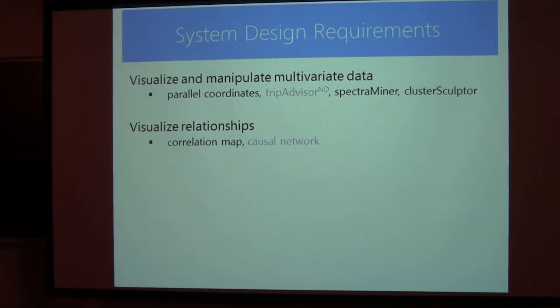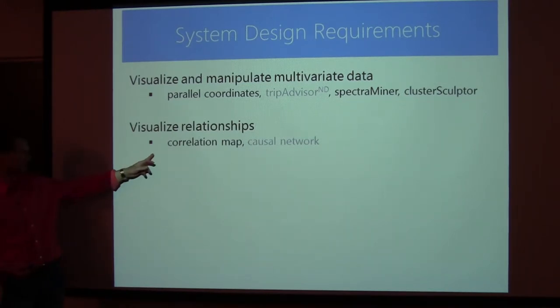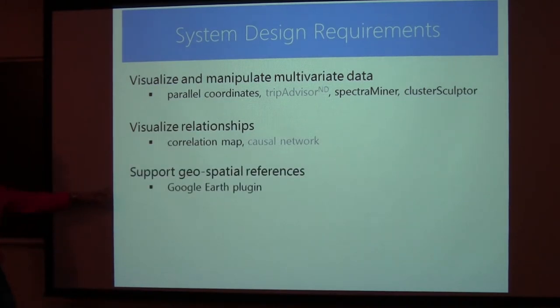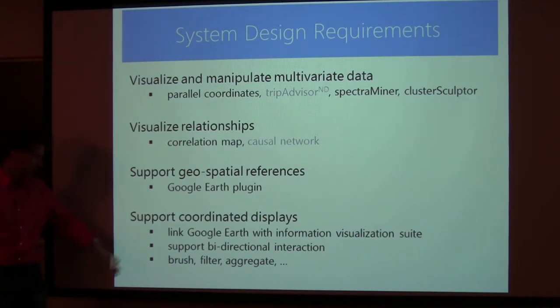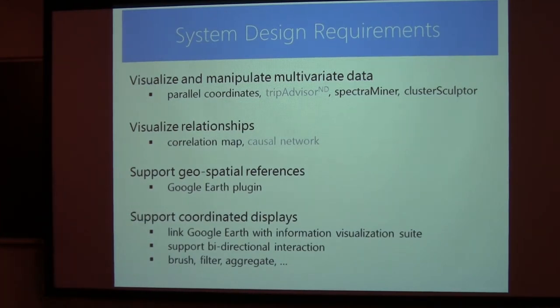Got it, updated. So, correlation map, we let them see the correlation map. We show them a Google Earth plugin because they fly out in the atmosphere, and they want to see where these particles come from in terms of geospatial coordinates. So we have a Google Earth plugin, and we link them all together with the information display. You can brush around in the information display and then see in Google Earth where this particle actually came from.